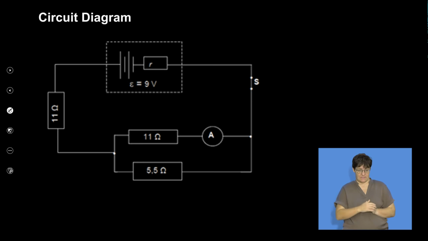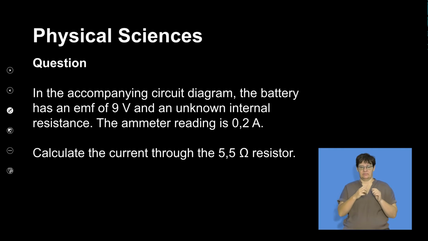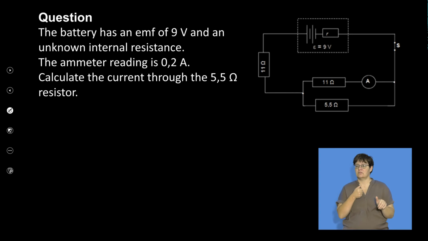Okay, so this is the circuit. What do we have? We are given the EMF, which is equal to 9 volts. We are also told that the internal resistance is unknown. And then we are given the 3 resistors there in the external circuit. So what is the first question? The first question says, calculate the current through the 5.5 ohm resistor. So if you look, we want the current that goes through the 5.5 ohm resistor.